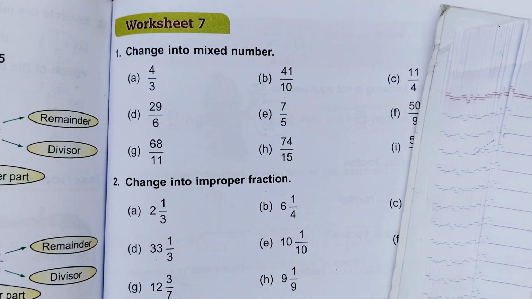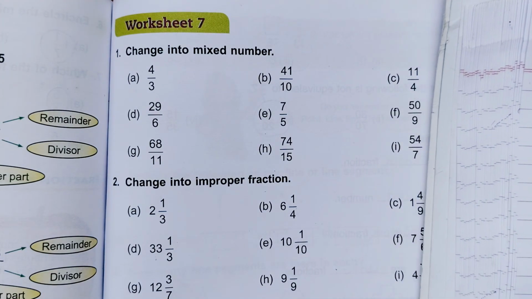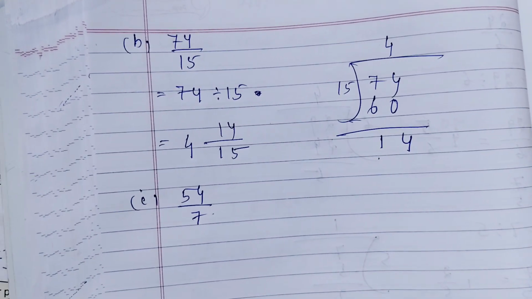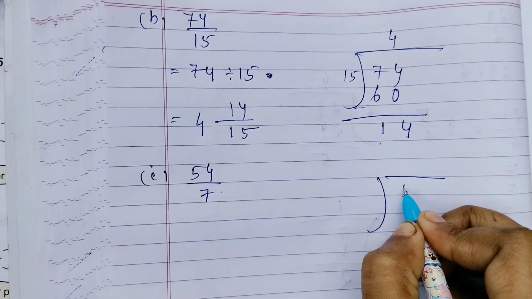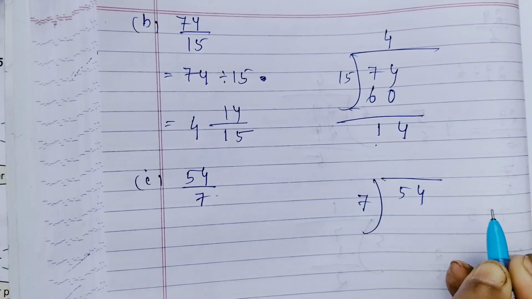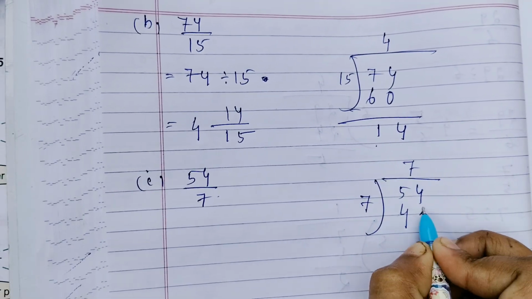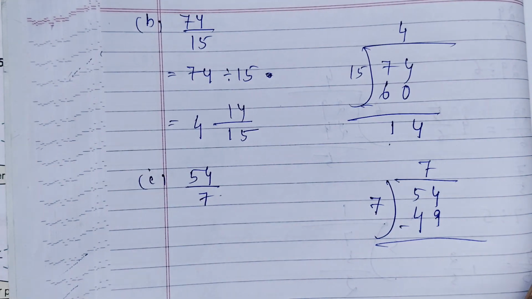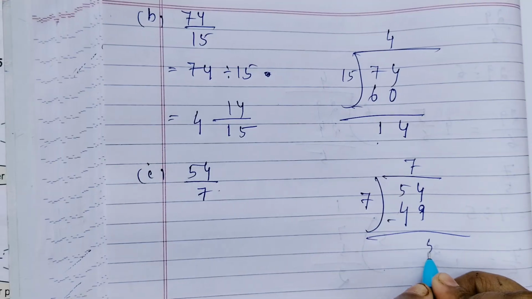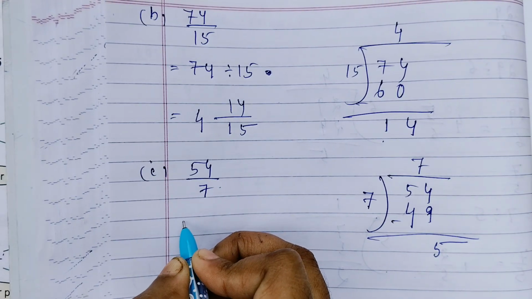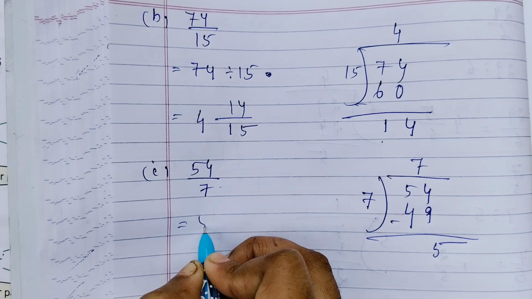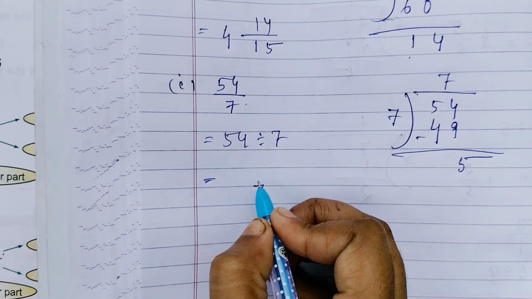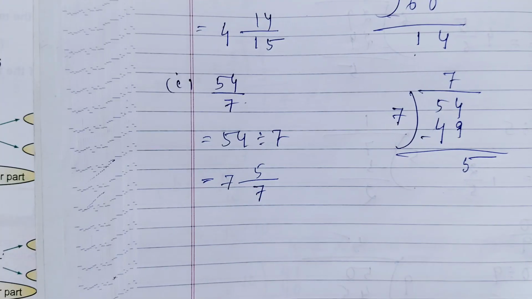Now we solve another, point I. 54 by 7. 7 7s are 49. 54 minus 49, 4 minus 9 we cannot subtract, so we borrow, 14 minus 9 equals 5. Then it is written as a division sum, 54 divide 7 equals 7 whole of 5 by 7.